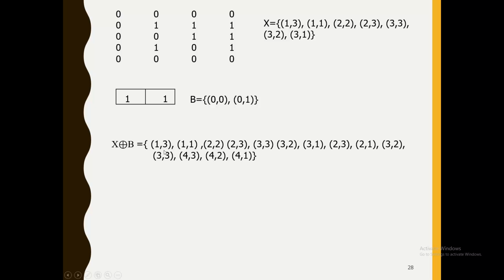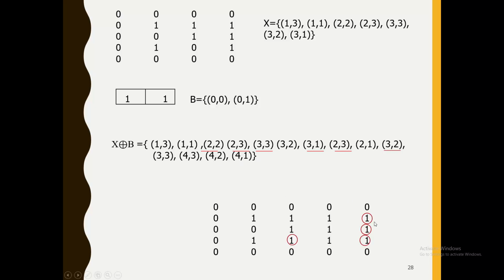So now the dilation is this one. 0 0 will be added to this one, then 1 comma 3 to 3 comma 1 will be repeated, and then again we have to add 0 comma 1 to all these pixel positions. Now there are some common points, so we have to remove all the common points.